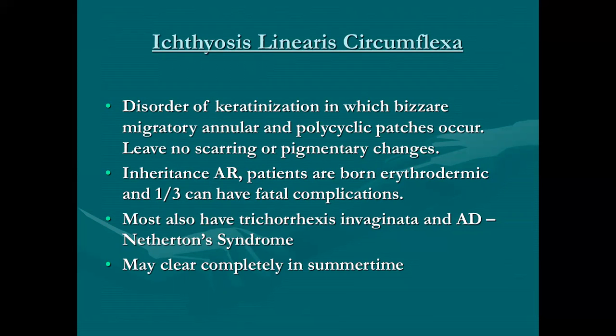Now, something more about ichthyosis linearis circumflexa. I have already described the characteristic features of this kind of ichthyosis: migratory, annular, polycyclic with double layer of scales. This condition leaves no scarring or pigmentary changes. Inheritance is autosomal recessive. Patients are born erythrodermic. One third can have fatal complications. And the hair shaft defect is trichorrhexis invaginata. And it may clear completely in summertime.